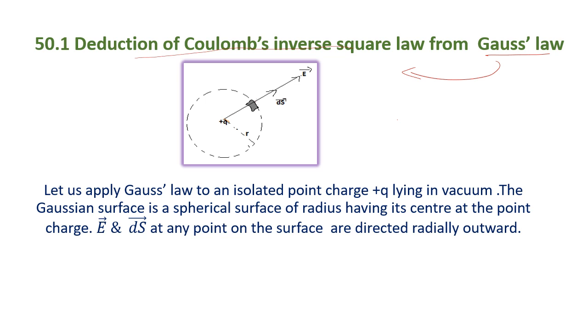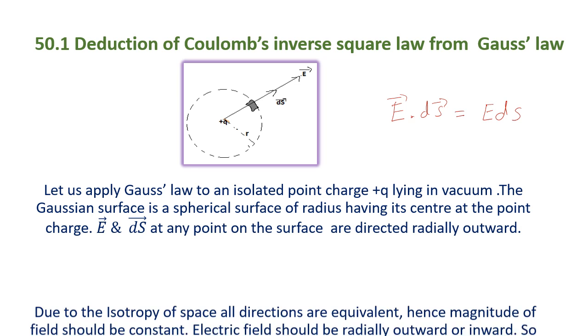For example, you imagine this may be the E direction, but why only this direction should be selected? There are infinitely many similar directions which make an angle theta with this radius vector. Therefore, why only this should be selected? We don't have any answer. Therefore, due to the principle of isotropy of space, it must be in the radially outward direction. Therefore, at any point E dot ds will become, since they are parallel, E, that's magnitude, into ds.